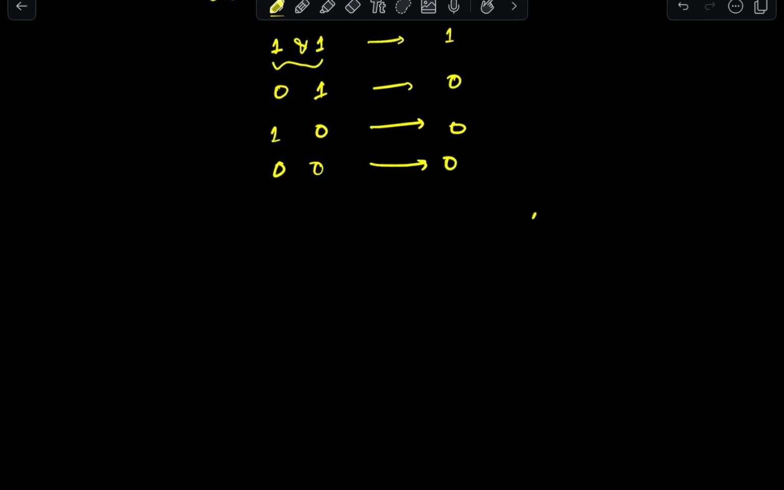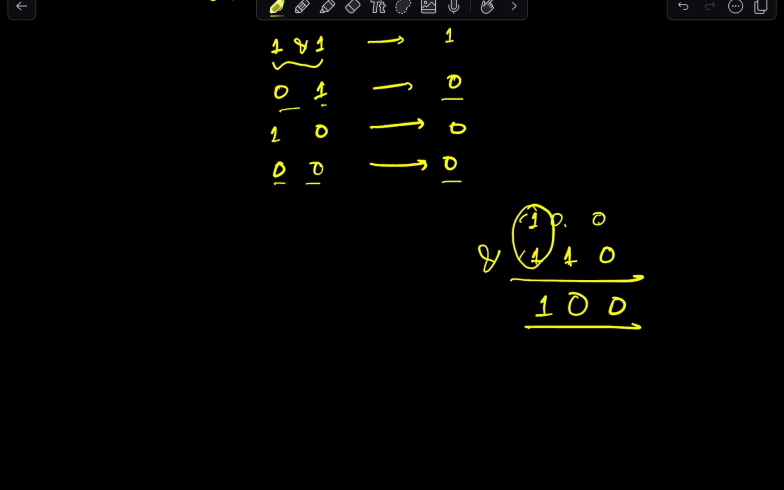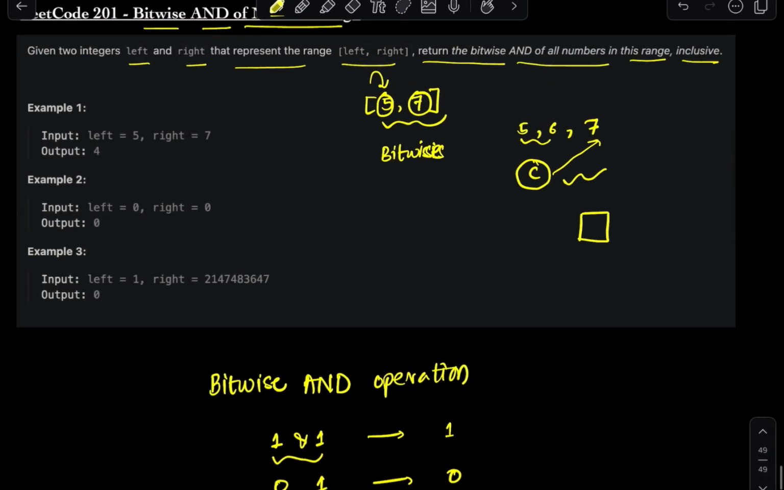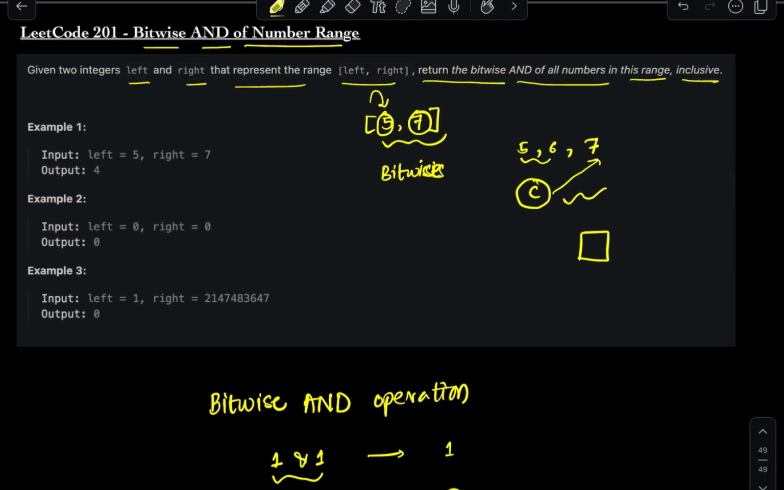If I have something like 1, 0, 0 and 1, 1, 0 and I perform the bitwise AND operation: 0 and 0 results in 0, so we have 0. 0 and 1 also results in 0. 1 and 1, since we have two ones, we get 1. So the result for these two is 1, 0, 0. Like that, we're supposed to perform bitwise operations for each of these elements with respect to each other and then return the answer in the end.